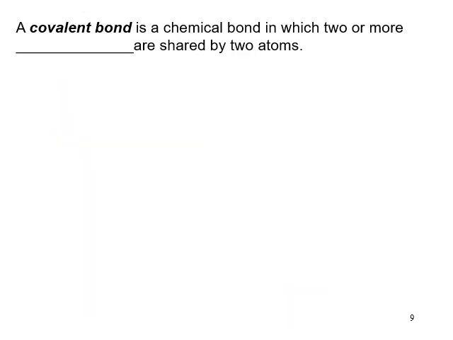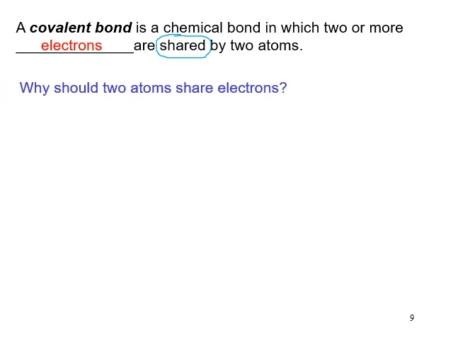Now let's go into covalent bonds. A covalent bond is a chemical bond in which 2 or more electrons are shared. That's the key word, shared by 2 atoms. Why should 2 atoms share, do you think? For example, if these 2 fluorine atoms share, they become that diatomic fluorine molecule.